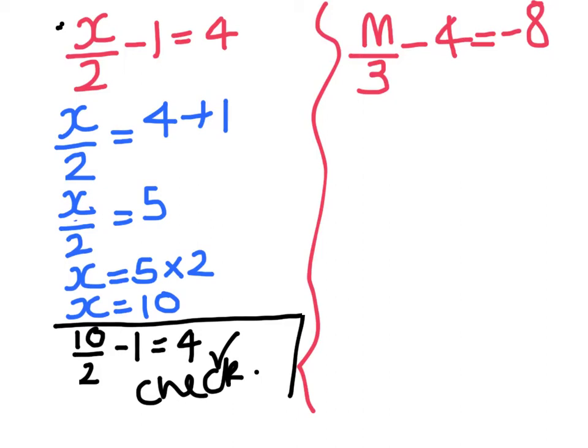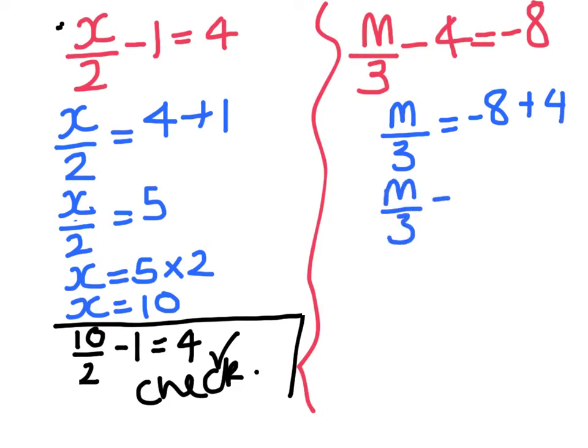Next one over there, this time I'm going to get rid of the negative 4. So now I'm going to say m over 3 equals minus 8. Opposite of subtraction is addition. Minus 8 plus 4. Remember, you're going right on the number line. So we get minus 4. M over 3 equals minus 4. Change the side, change the operation, minus 4 times 3.